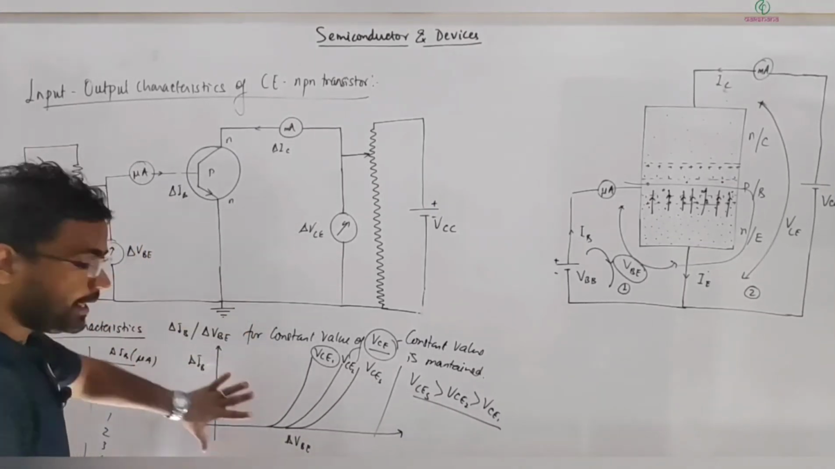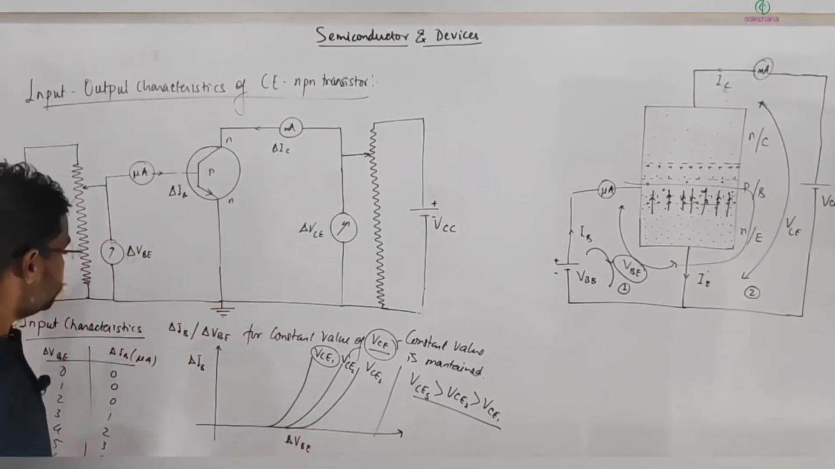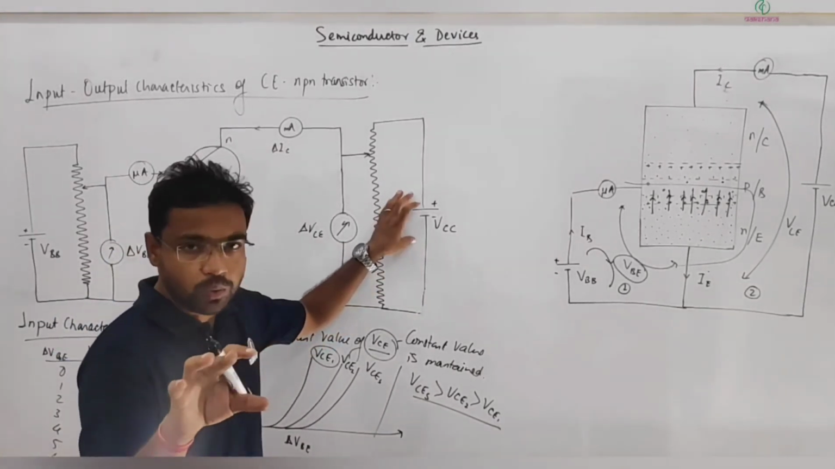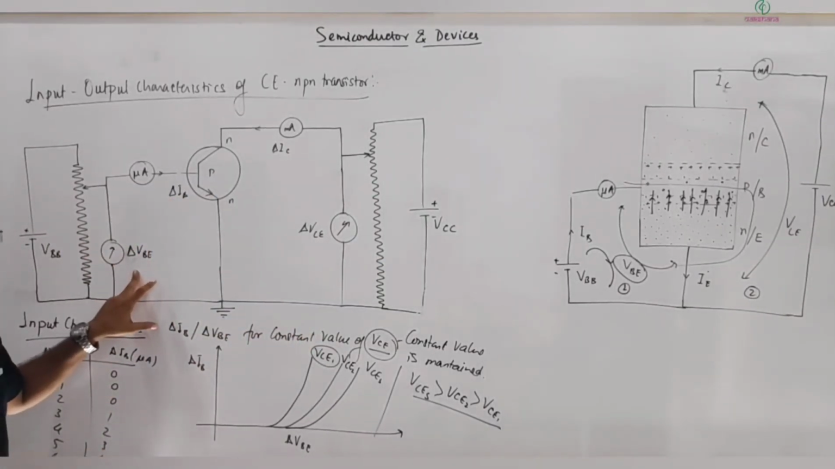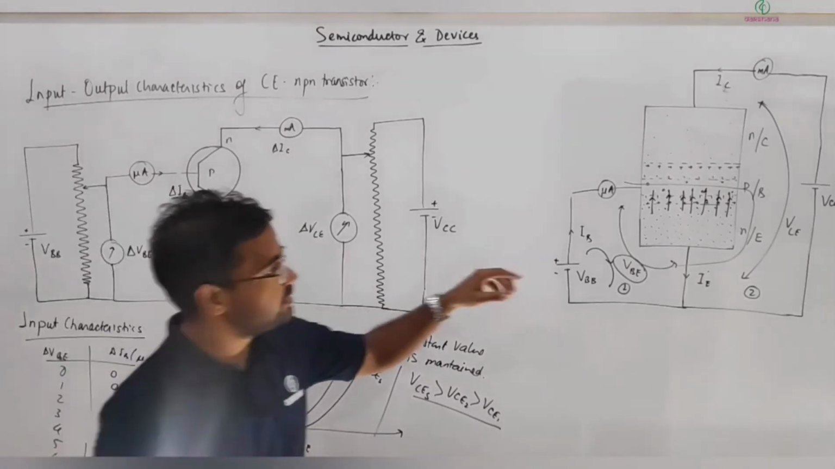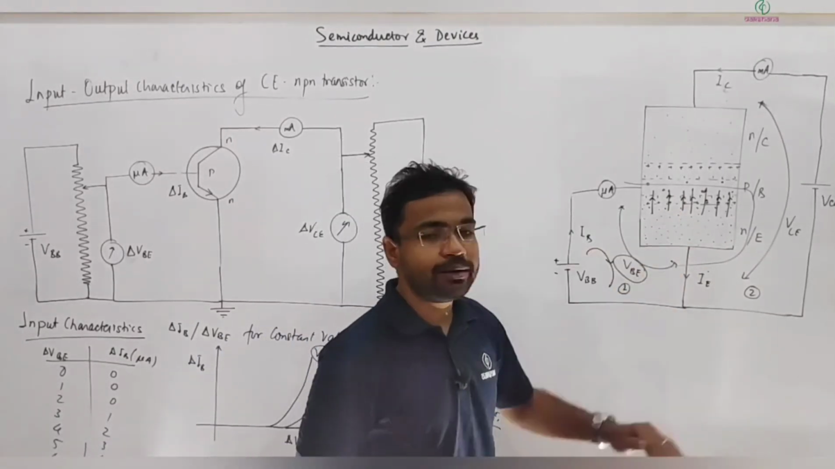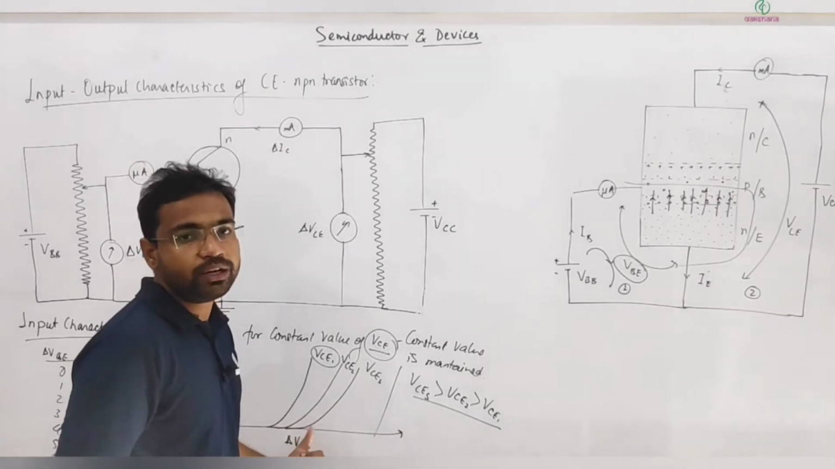One thing is, you can see VCE is playing some role, but mainly the complete role is played by this potential drop. If this is very small, such that it's even smaller than this barrier, no current is flowing. Once it counters that barrier, then it's like forward bias. It's just like a simple diode in forward bias.